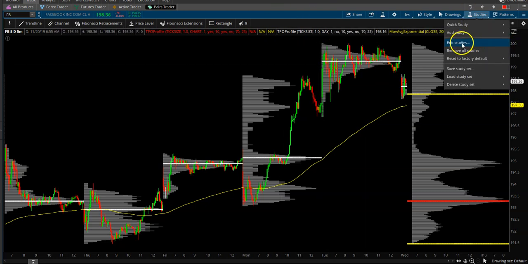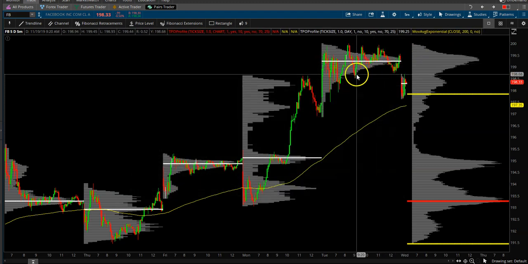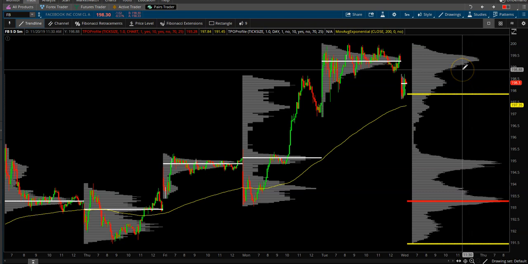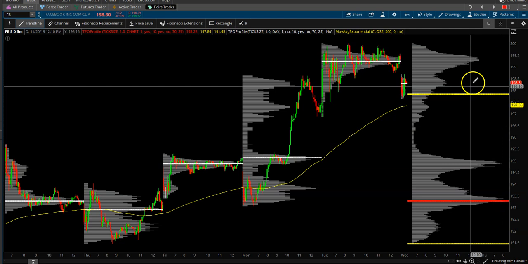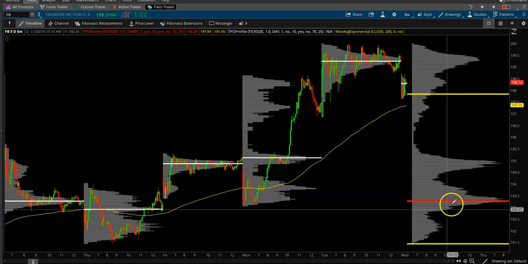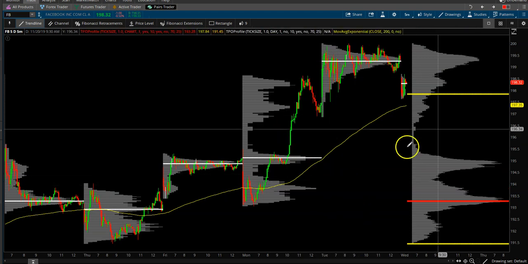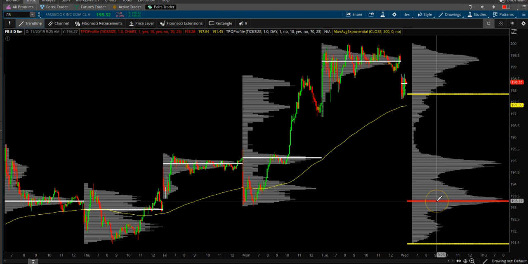So if I go into studies, edit, I have a TPO. Both of them are time price opportunity profiles, meaning where the most time and also where the most volume has traded at what price. So right here, over on this side, is a market profile from all the last 5 days combined. We have value area high, value area low, and the point of control.